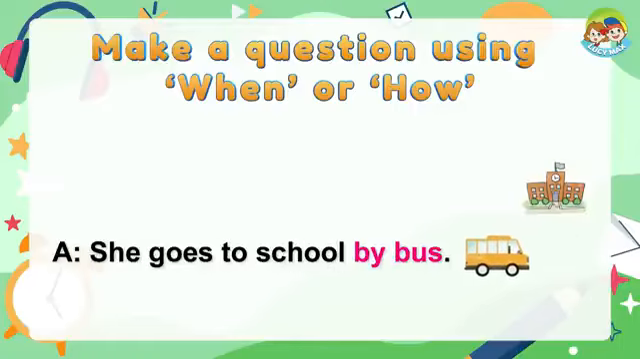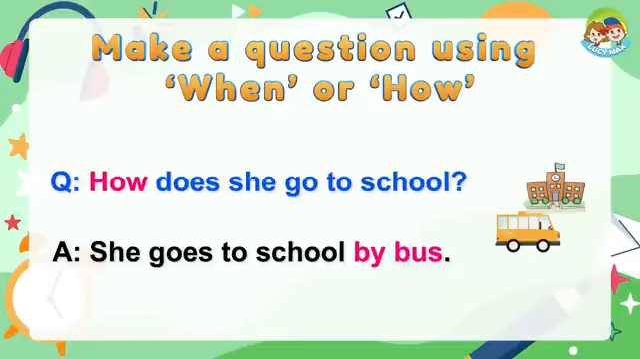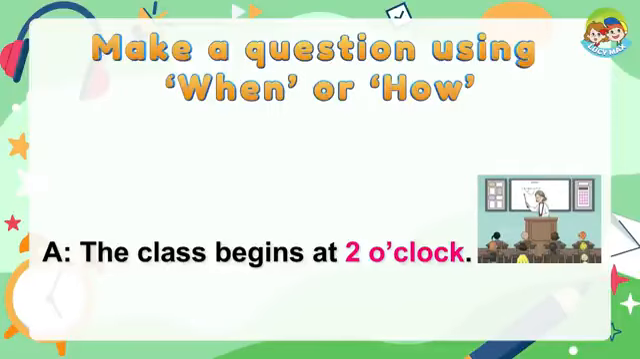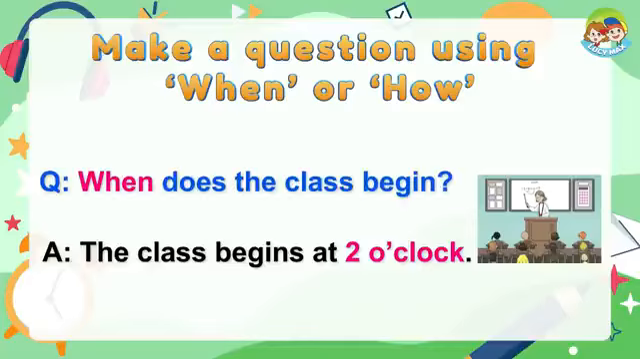The answer is, she goes to school by bus. By bus is the way, so we use how. How does she go to school? The answer is the class begins at 2 o'clock. 2 o'clock is time, so we use when. When does the class begin?